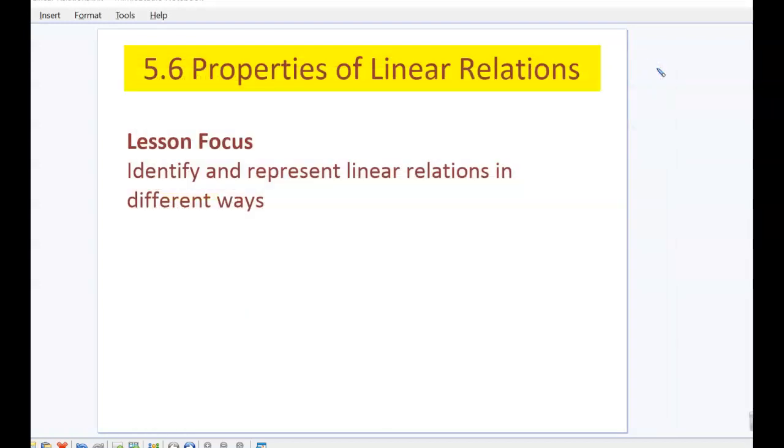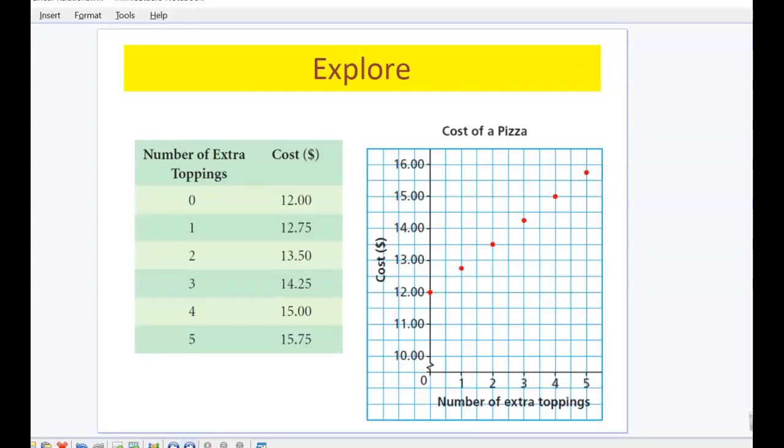In section 5.6, we're going to look at properties of linear relations. So let's take a look at this relationship. It's the number of extra toppings for a pizza and the cost.